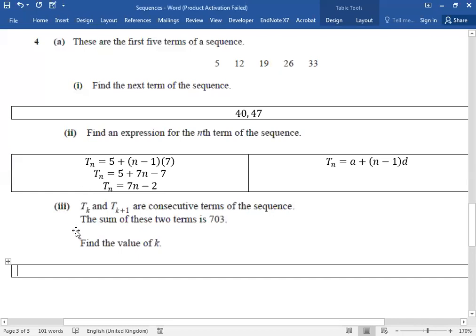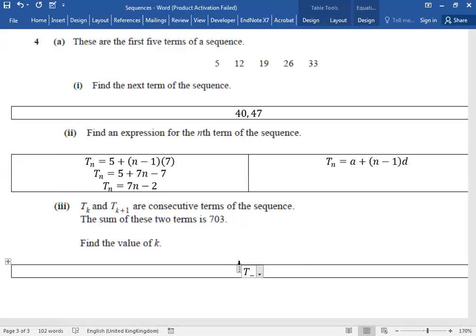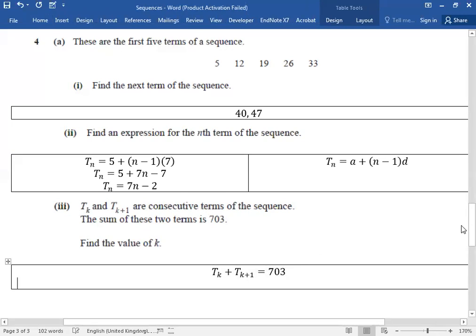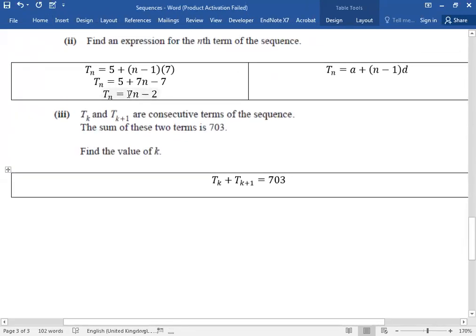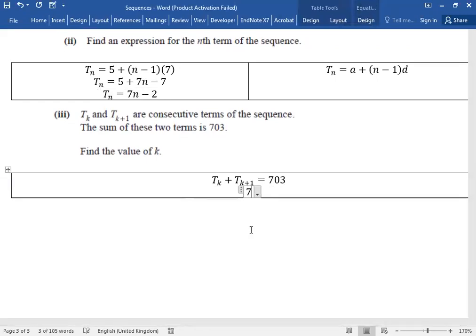So t_k is a particular term, and t_(k+1) is the term right after that. The sum of these two terms is 703. We have already found the general formula. Using that, the kth term would be 7k minus 2, plus the (k plus 1)th term, which is 7 into (k plus 1) minus 2, equal to 703.